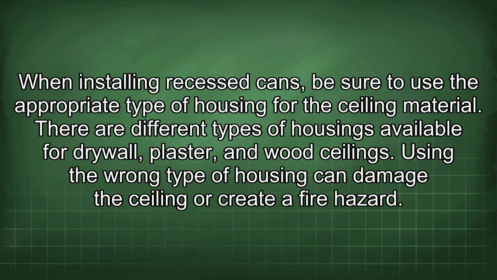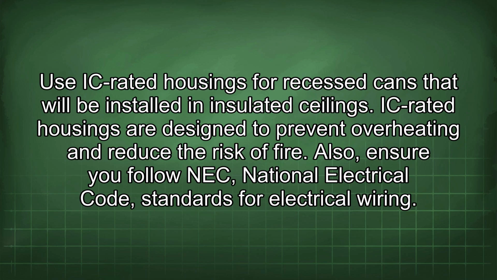There are different types of housings available for drywall, plaster, and wood ceilings. Using the wrong type of housing can damage the ceiling or create a fire hazard. Use IC-rated housings for recessed cans that will be installed in insulated ceilings. IC-rated housings are designed to prevent overheating and reduce the risk of fire.